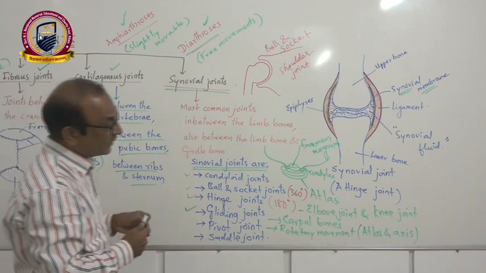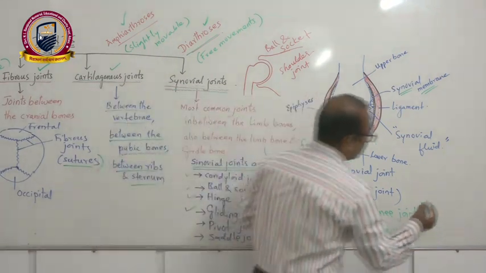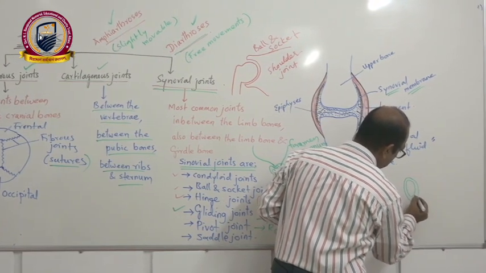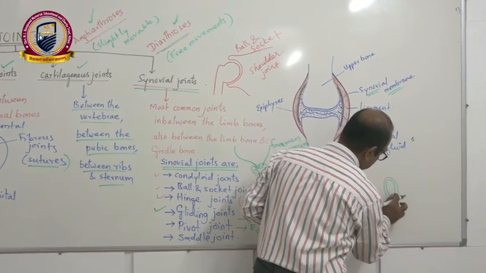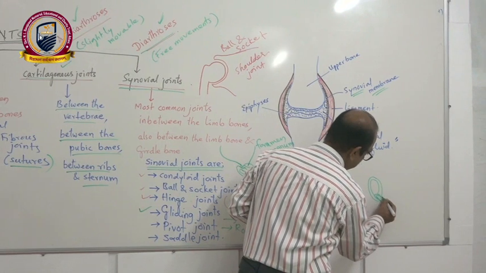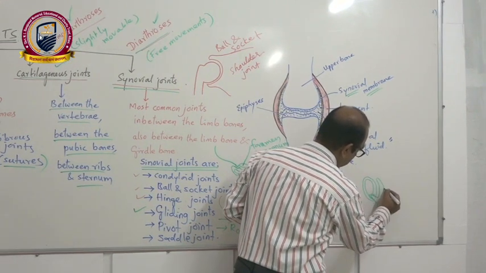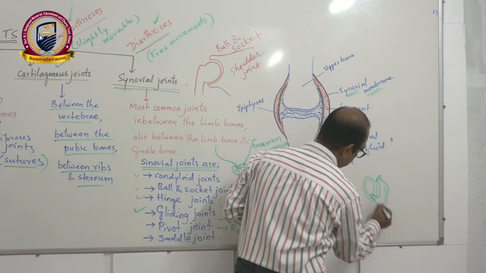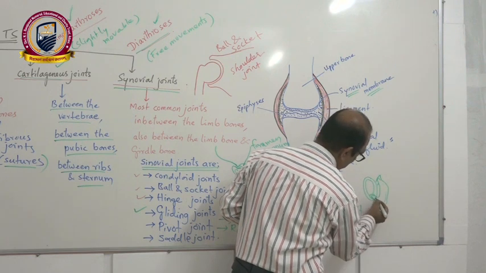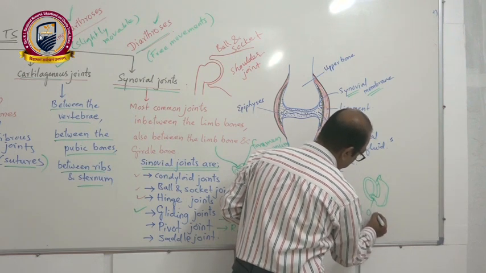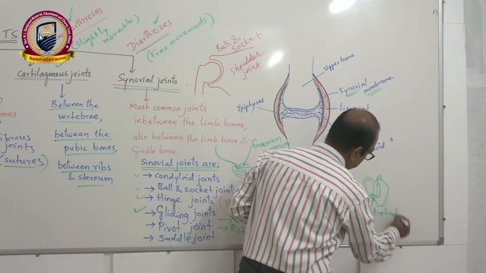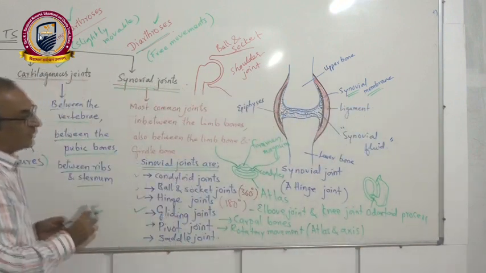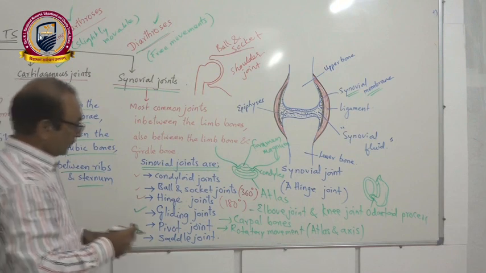And that kind of process is called the odontoid process. Suppose this is the ring-like first vertebra, and here say the articular facet is there, and to this another vertebra, here the second one I am drawing. So it has got an odontoid process, and that odontoid process allows little rotatory movements. So that's about the pivot joint.